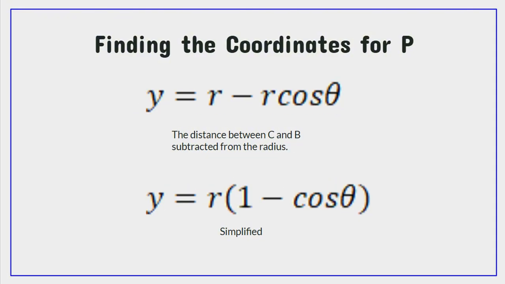Y represents the distance between P and the x-axis. The parametric equation for that is as follows: r minus r cosine theta. The distance between C and B subtracted from the radius. Once again, the equation below that is just the simplified version.